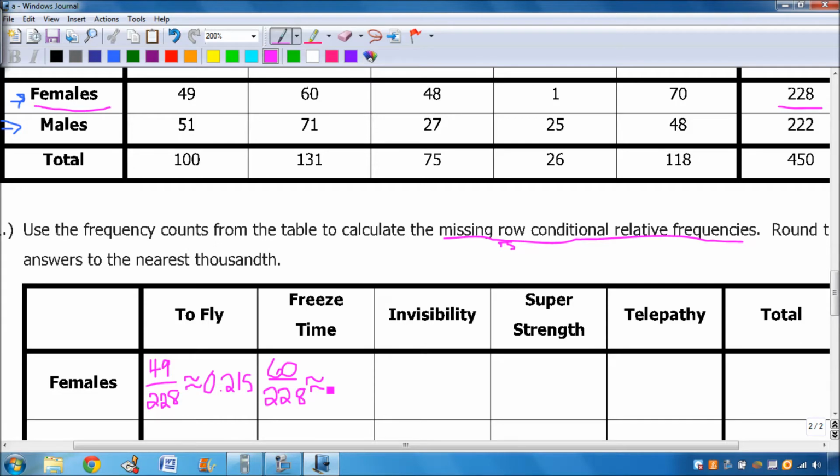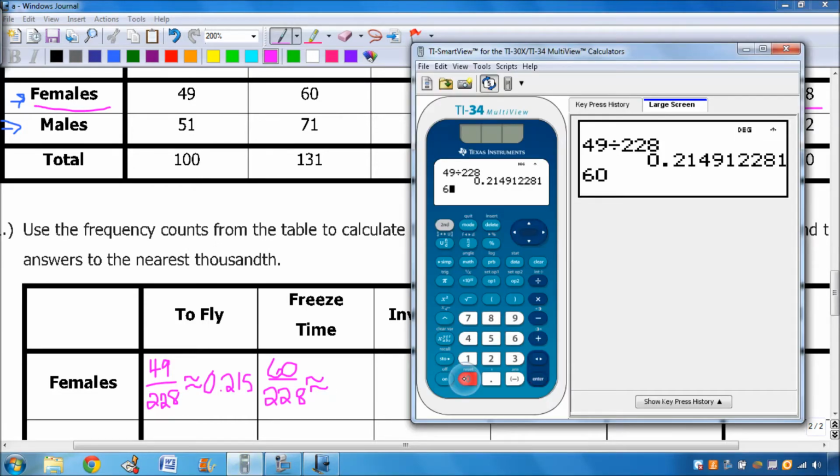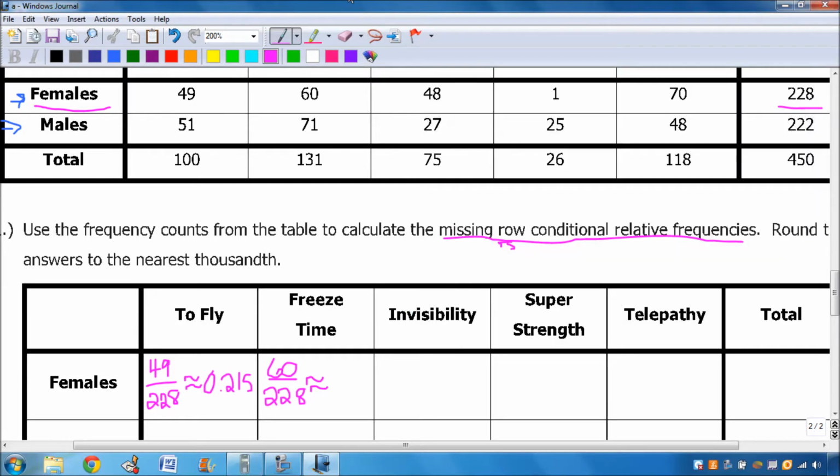So when I divide that all out, I end up getting 60 out of 228 equals 0.263157895. Look at the thousandths place, a 1 comes after it, so I keep it the same, so it's 0.263. So I get approximately 0.263. Now when you figure this out right here, this means that about 26.3% of females this time were people who chose to freeze time, excuse me. So 26.3% of females, because it's out of the female total, chose freeze time.